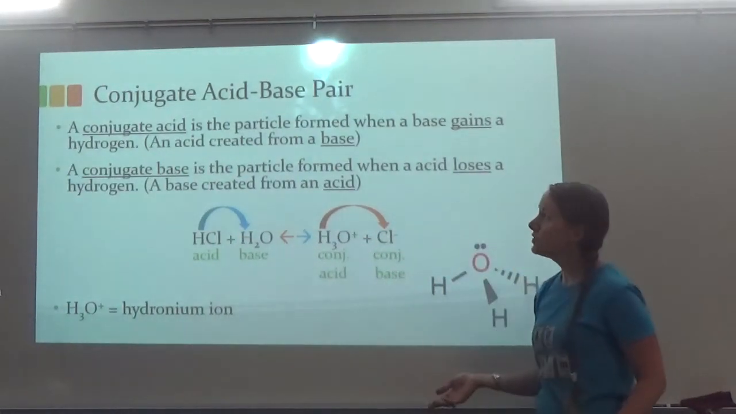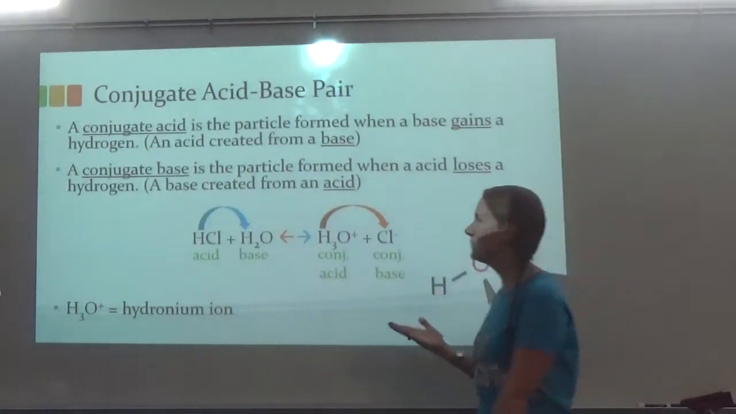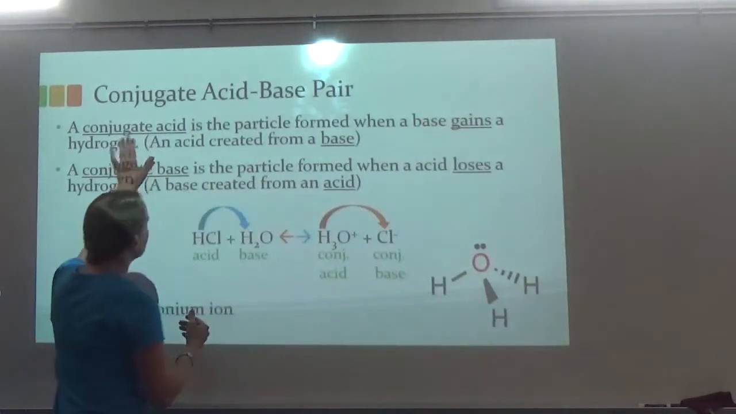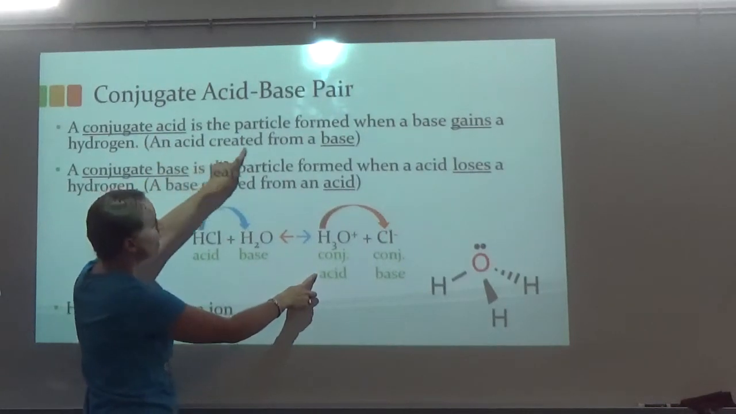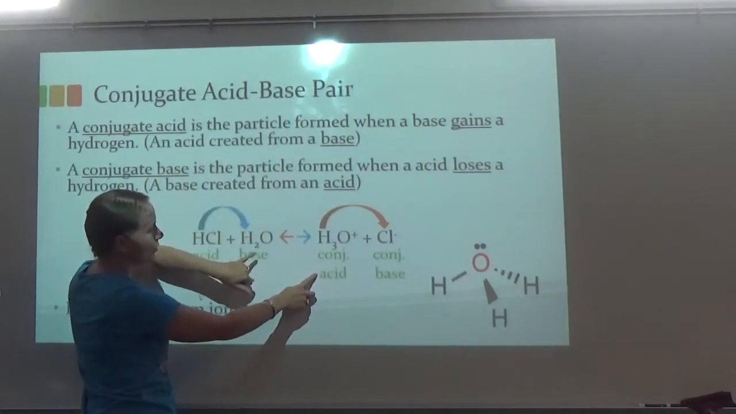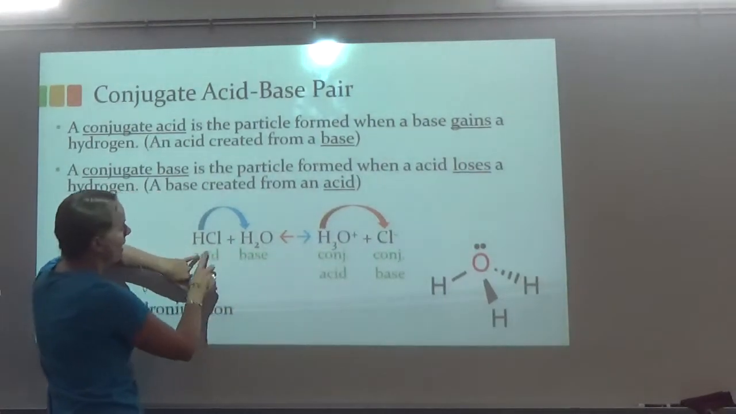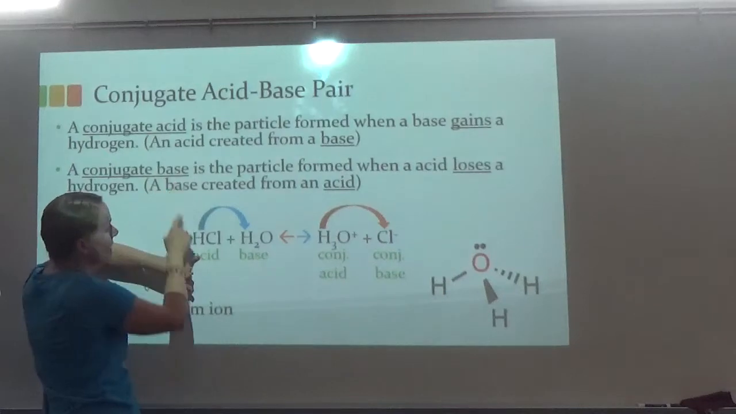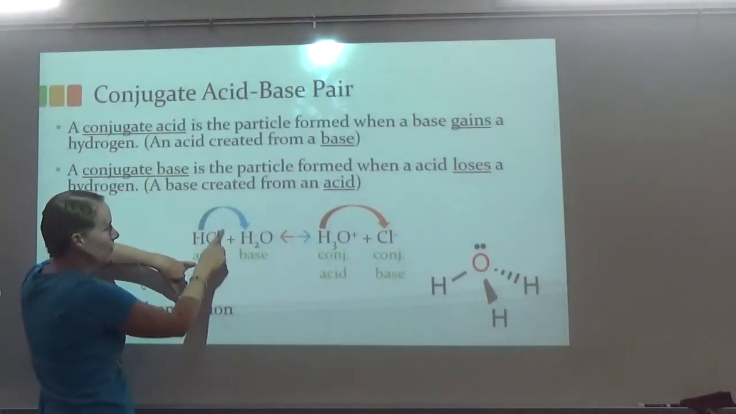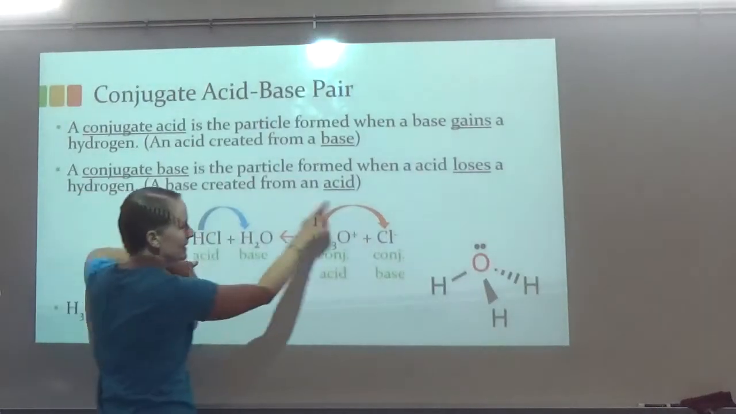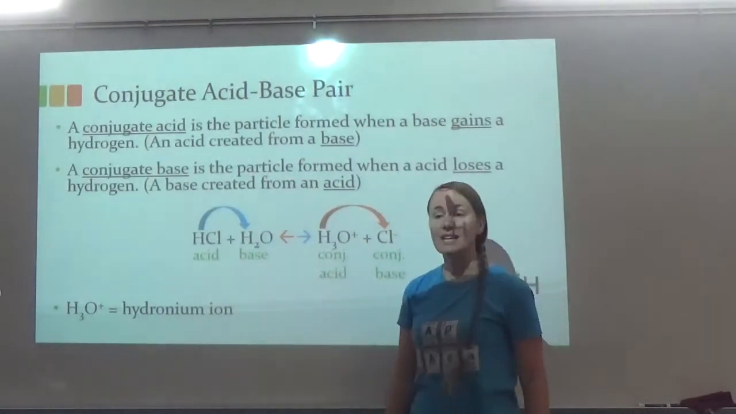All right, the other thing to remember is, notice what I put in parentheses here. This is just kind of like a quick way to think of it. So a conjugate acid, so this is our conjugate acid, is an acid created from a base. So if you look, water was a base, and it became the conjugate acid. And then same thing here, a conjugate base, which is our Cl minus, is a base created from an acid. So it was HCl, which was an acid, and it became the conjugate base. And then just don't forget, H3O plus is just that hydronium ion.